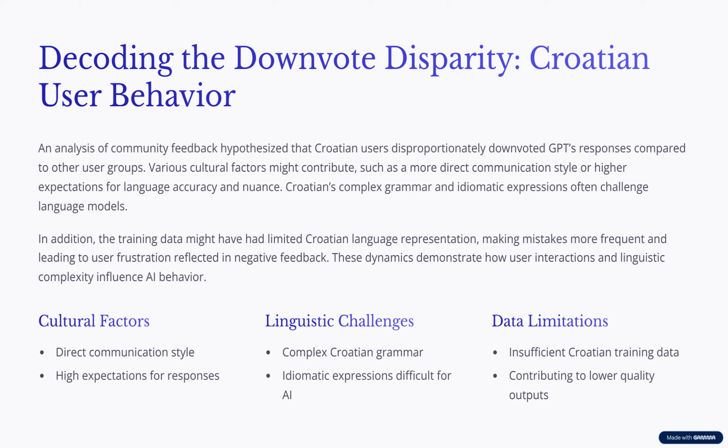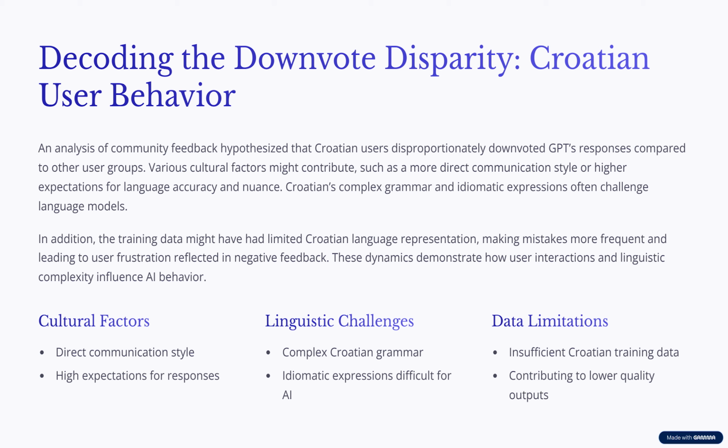The main theory, as I understand it, revolves around user feedback, right? Yeah. The idea that Croatian users might have been downvoting the AI's answers more. That's the core hypothesis, yeah. The downvote disparity, you could call it. Why would they do that more than, say, English or Spanish users? Well, there could be a few things going on. Maybe cultural factors, a more direct communication style, perhaps higher expectations for linguistic perfection in Croatian. Okay, like demanding more accuracy.